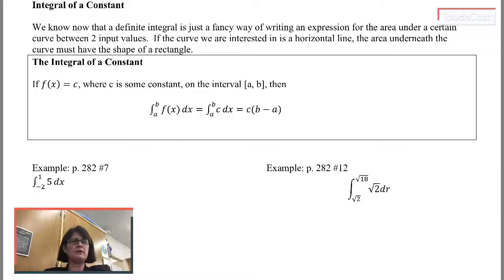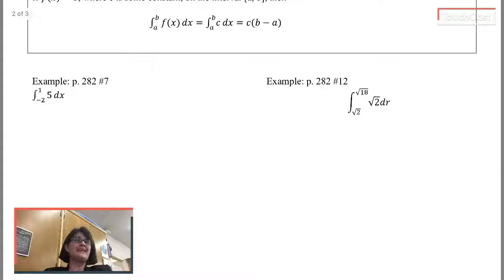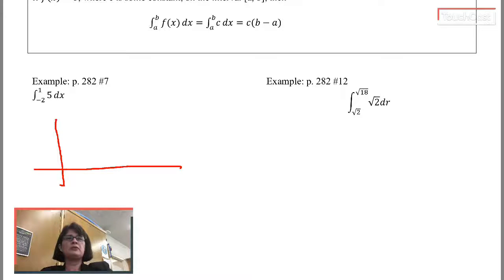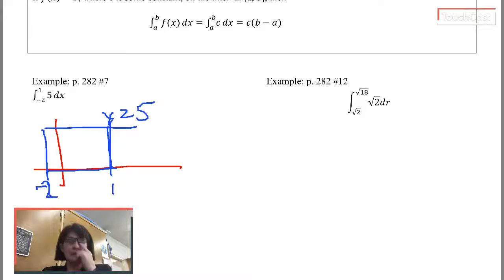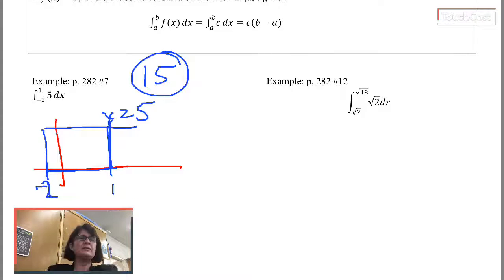So if I have this example here, the integral from -2 to 1 of 5, I draw myself a picture. Imagine this function y equals 5, and I need the area between -2 and +1. Think of the width of that rectangle is 3, the height of that rectangle is 5, so area is 3 times 5, 15.